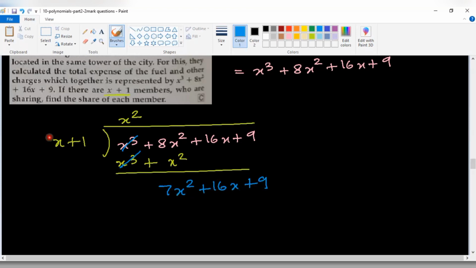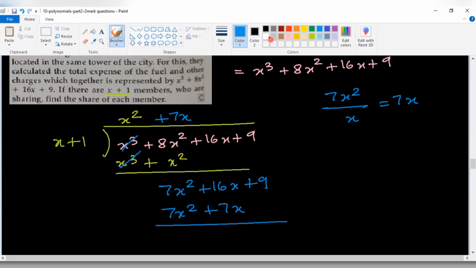So 7x square divided by x is 7x. So the next term is 7x. 7x into x is 7x square, and 7x into 1 is plus 7x. When we subtract in the next step, these two get cancelled. 16 minus 7 is 9. So 9x plus 9 is there.